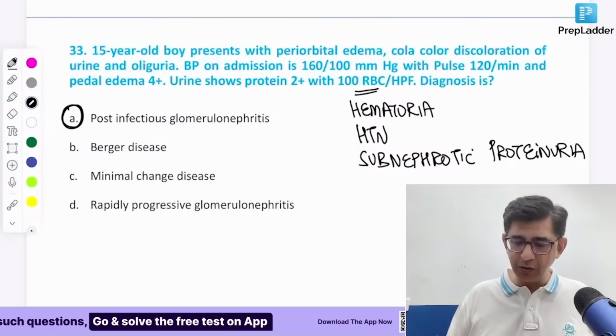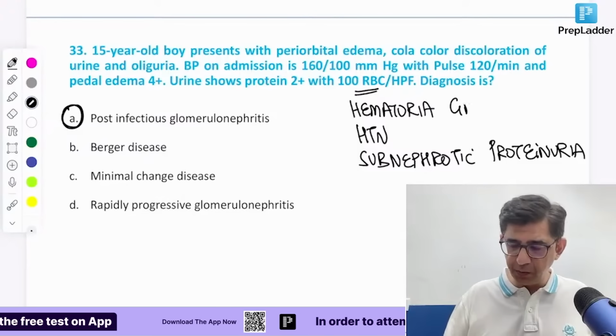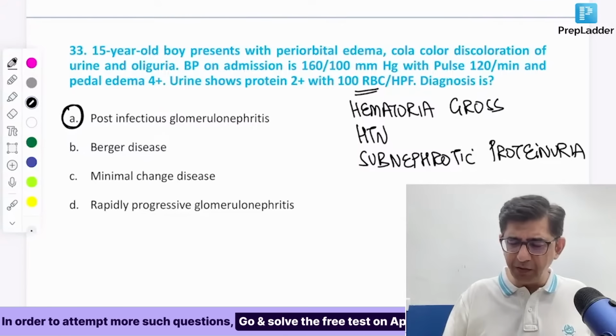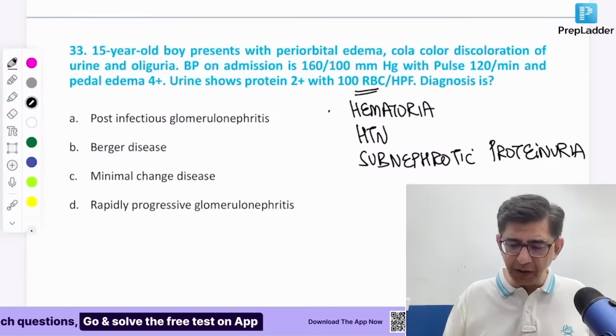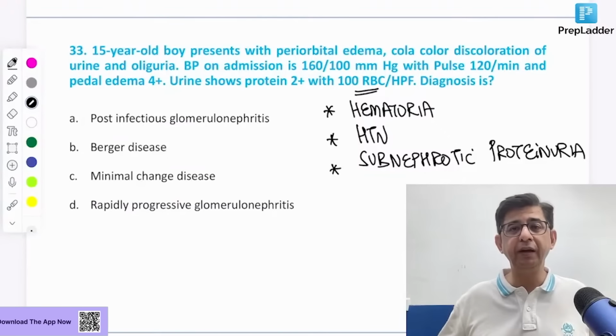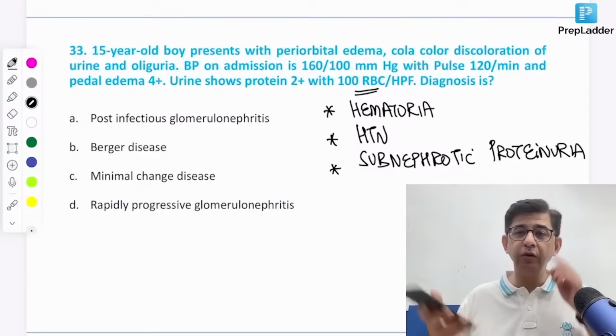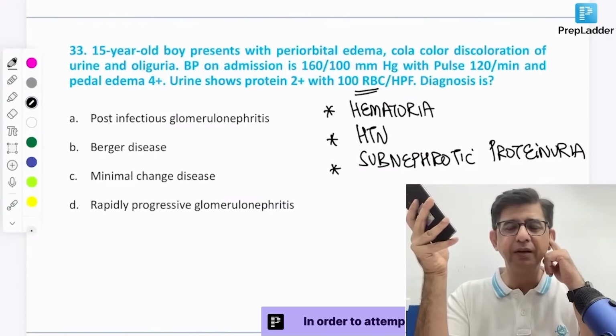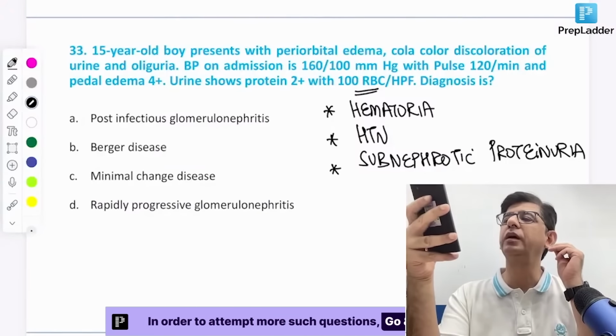Gross hematuria, macroscopic hematuria. Yes, that's the word to be used here, gross hematuria. In fact, I'll modify that. Not exactly gross, because he's mentioned microscopic here only. He's not mentioned anything very significant, like smoky urine. You know, gross hematuria is if I said smoky urine in a patient. So here it will be standard, 100 RBCs, microscopic.